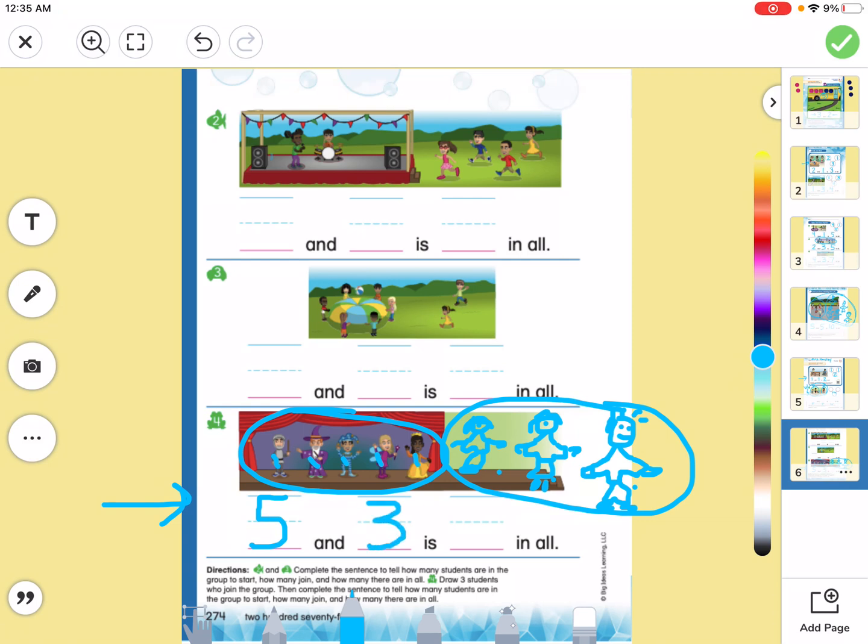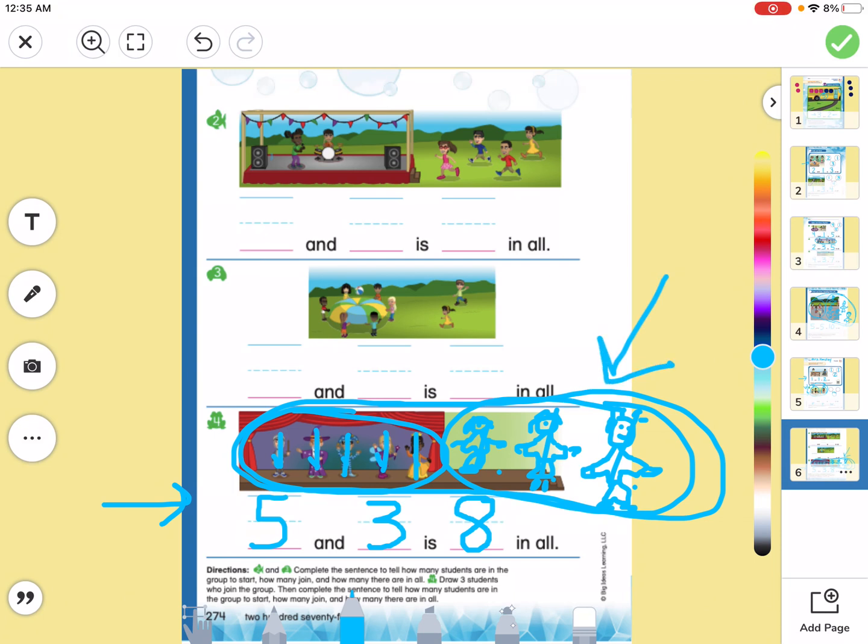So 5 and 3 are parts. Then, how many are there in all? That's all together. How many in all? Let's count them. 1, 2, 3, 4, 5, 6, 7, 8. 8 in all. So I'm going to make an S and turn it into an 8. Okay? So your last one is going to be 5 and 3 is 8. Do not forget to draw your 3 students that join.